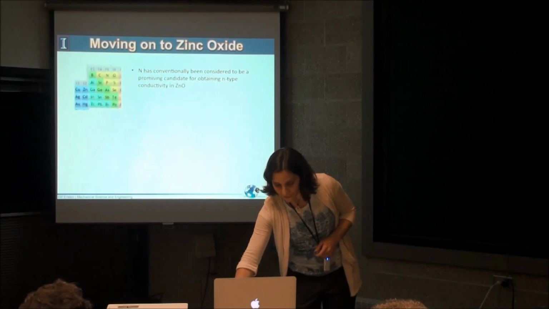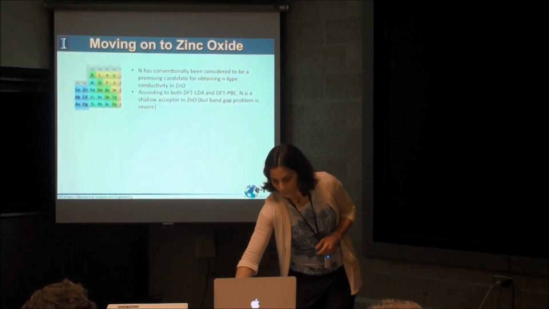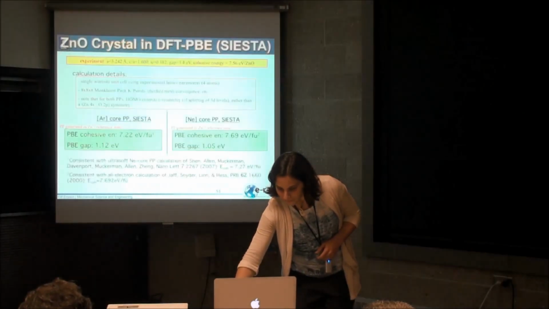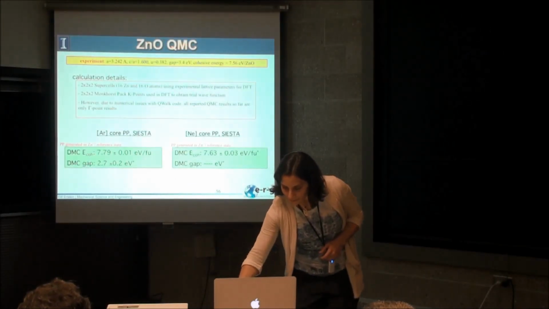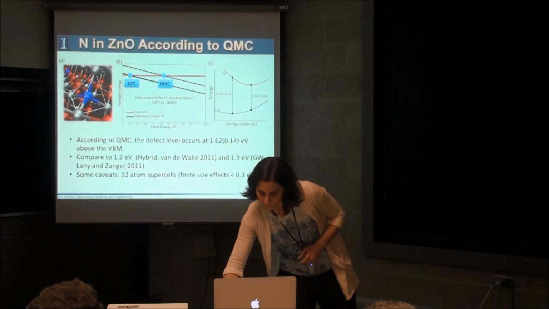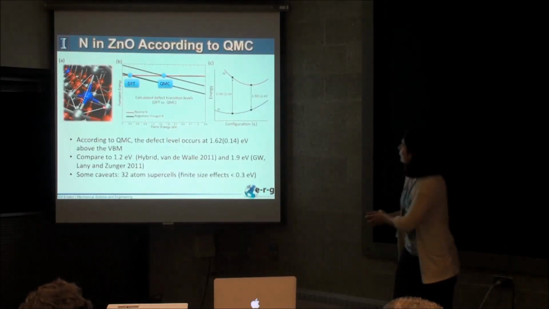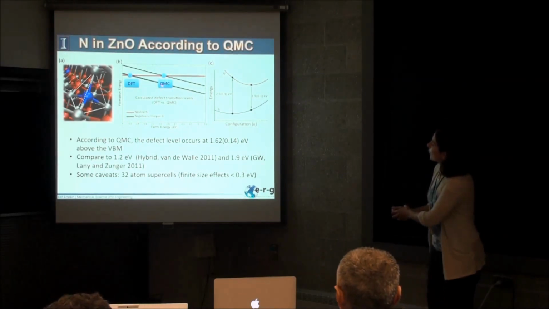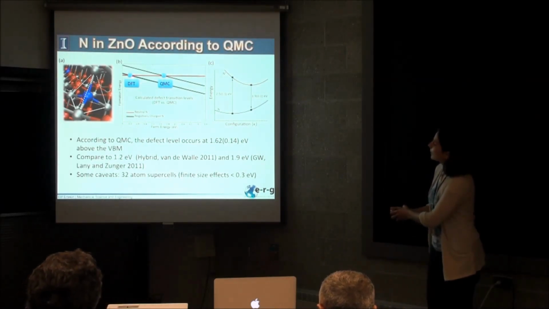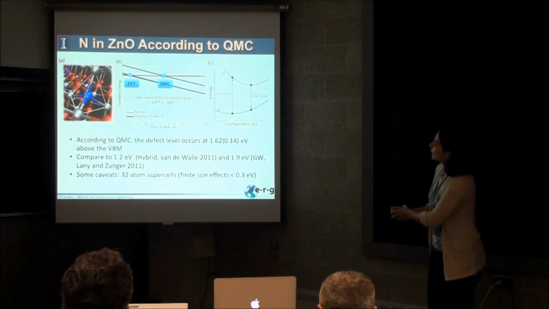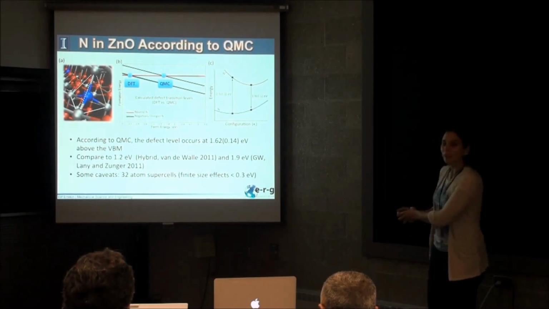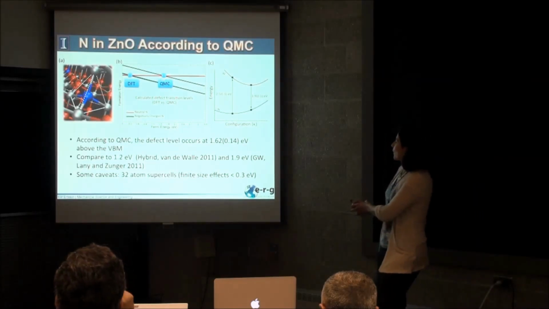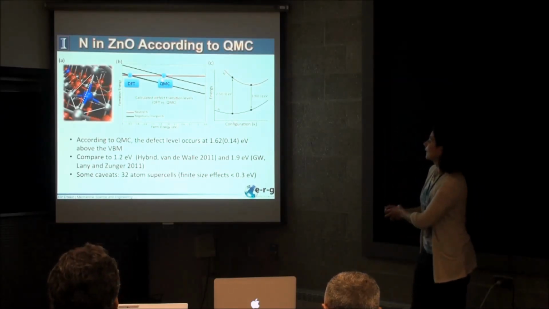Zinc oxide was by far the more interesting QMC problem, and let me show you the punchline. Zinc oxide, here's the punchline. This material is one where Quantum Monte Carlo actually changes the nature of the defect level. In DFT, nitrogen looks like a shallow defect. If we put it into Quantum Monte Carlo, it becomes deep. And that is in better agreement with most of the experimental results that are now actually out there.